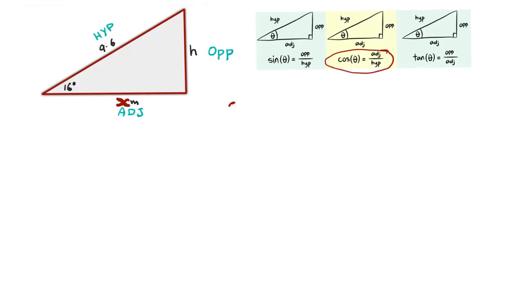Using the cos ratio, we can write that cos 16 is equal to the adjacent side, which we'll call x, over hypotenuse 9.6. Since we want x, if we multiply this side by 9.6, and if we multiply this side also by 9.6, then we can cross out the 9.6 here and the 9.6, and now we have 9.6 cos 16 is equal to x.